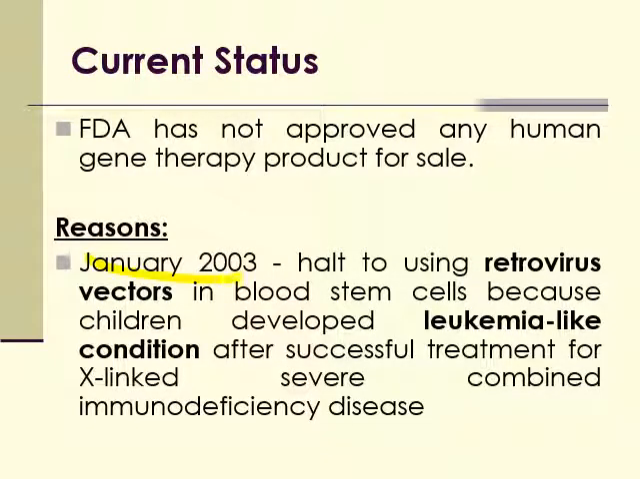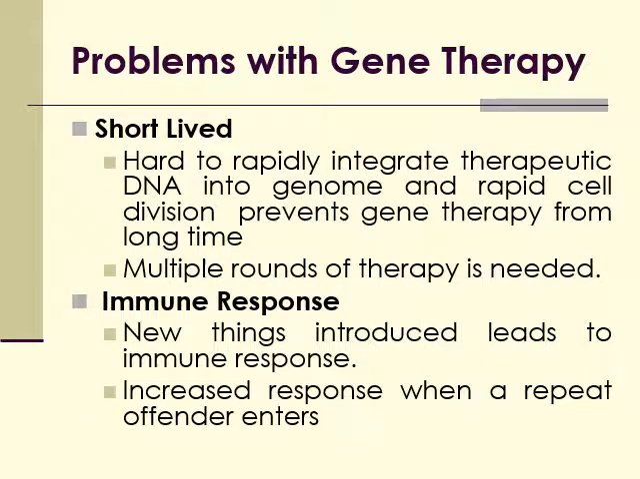In January 2003 naman, researchers were using retrovirus vectors in blood stem cells, and children developed leukemia-like conditions after successful treatment for X-linked severe combined immunodeficiency disease. Problems with gene therapy: they are short-lived.